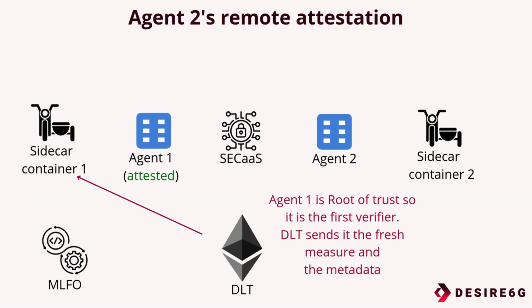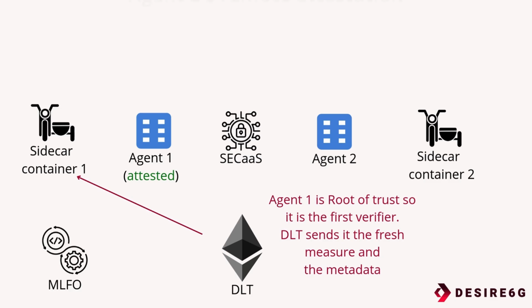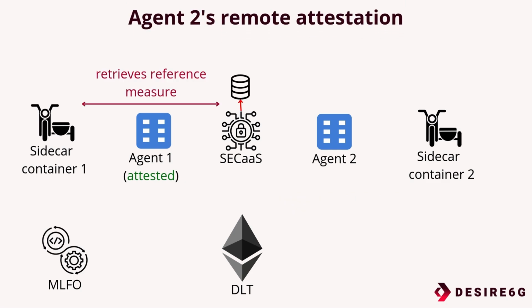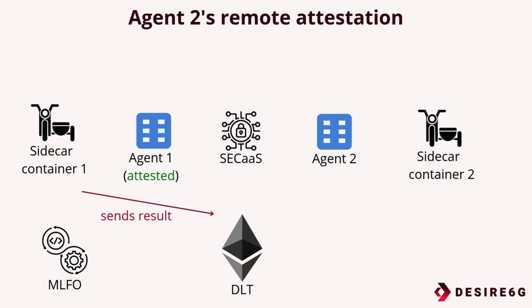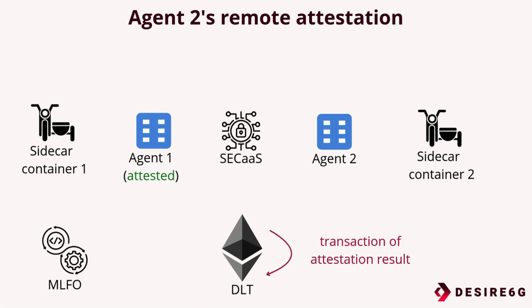So the DLT will select the agent's sidecar as the verifier and send it the request to verify Agent 2. The additional step compared to the attestation of the first agent is that the verifier must first retrieve the reference measurement from the TSS, then compare it with the fresh measurement it received in order to perform the attestation. Finally, the last step is the same as for Agent 1's attestation. Sidecar 1 sends the result to the DLT, which creates a transaction recording the outcome.